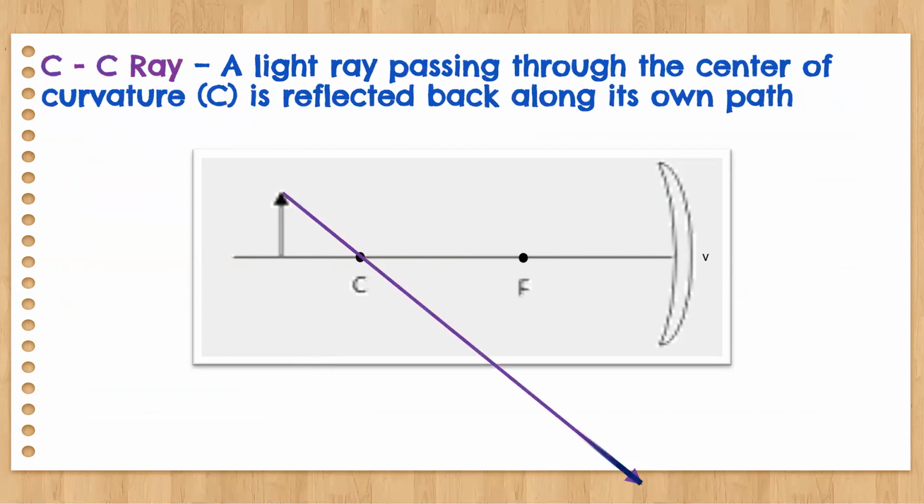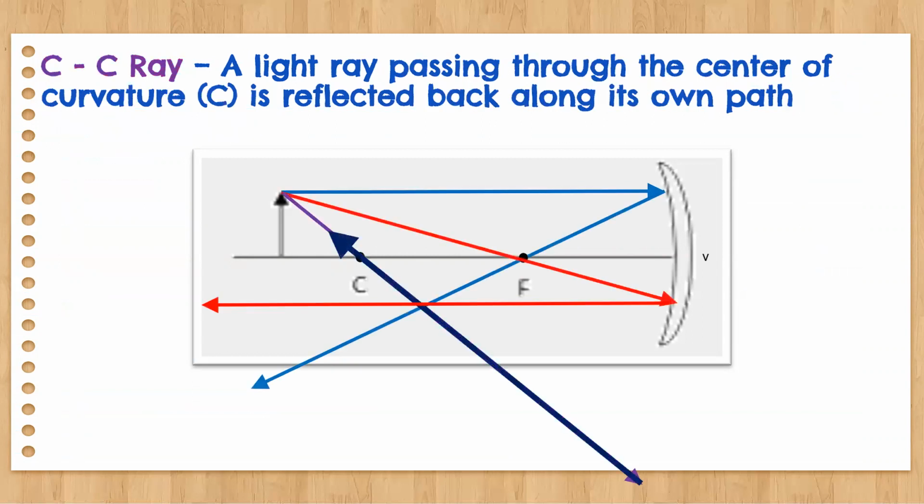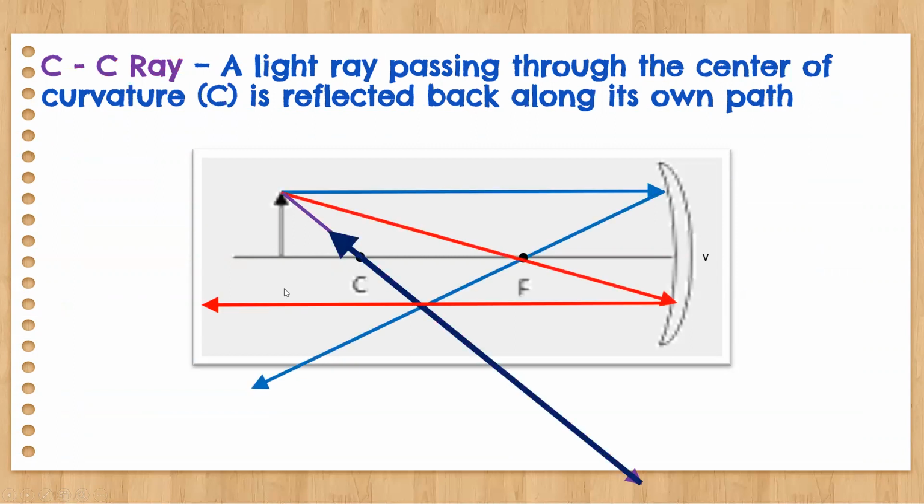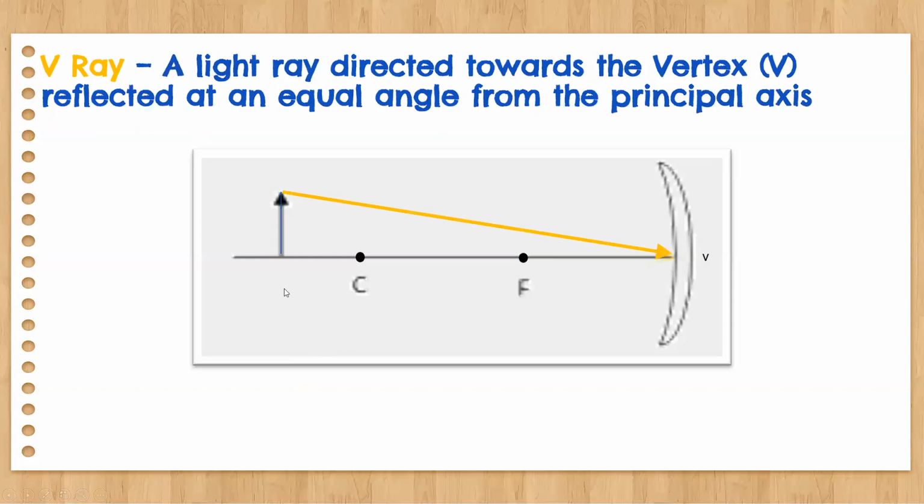Next is the CC ray. It's a light ray passing through the center of curvature and it's reflected back along its own path. As you can see, from the tip of the object, it passes through the C, then goes back to C. Then last, we have the vertex ray, or V ray.